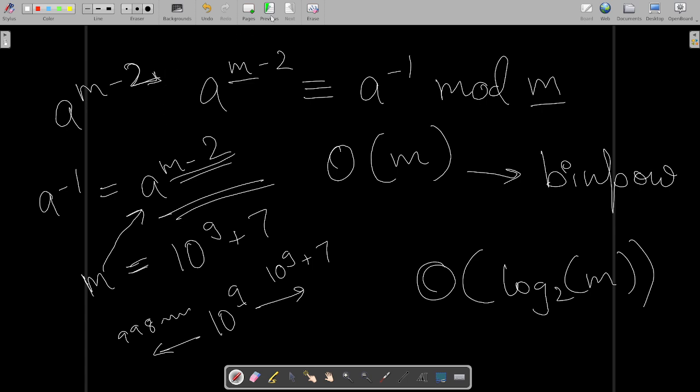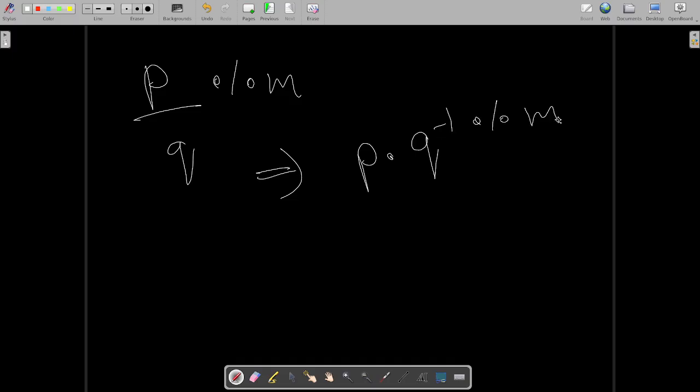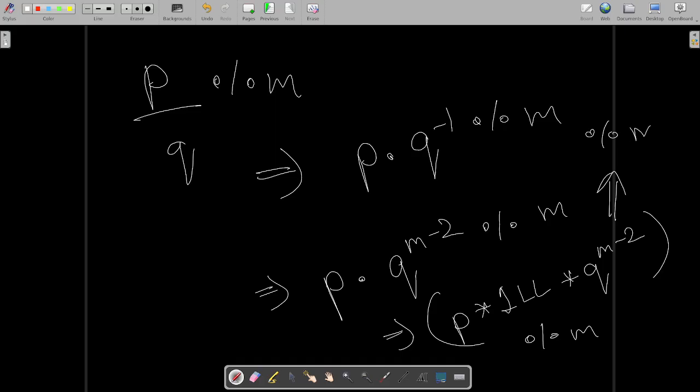So if I tell you now to tell me what is P by Q modulo M, what you are going to tell me is P dot Q inverse modulo M, which is basically P dot Q raised to the power M minus 2 modulo M, which you have to calculate like P into 1LL into Q raised to the power M minus 2, whole modulo M, provided this function also returns a modulo M, which we'll discuss in the next 5 minutes.